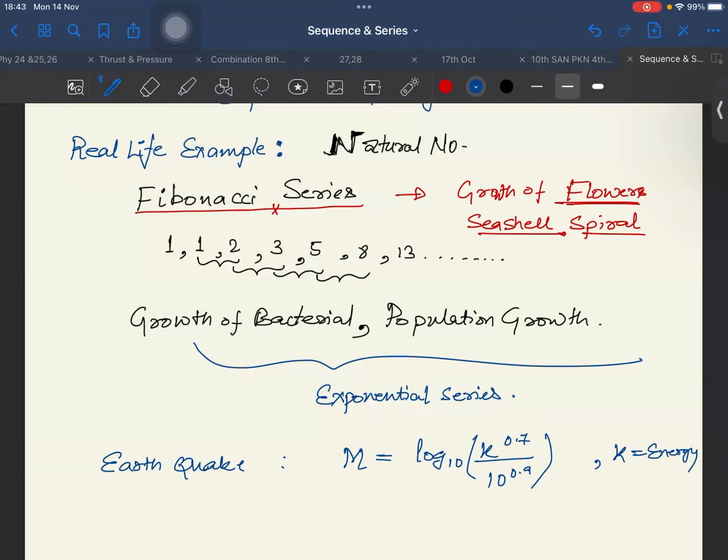Or it is also sometimes expressed like a log k minus b, and a and b are constants.